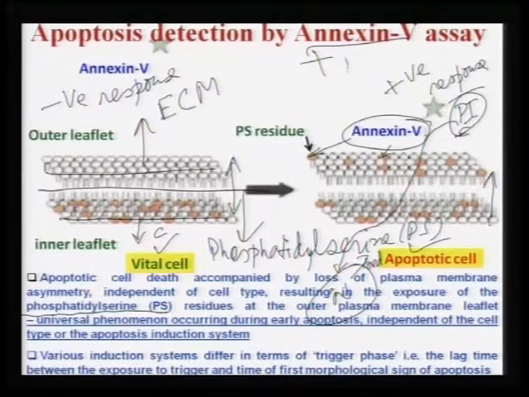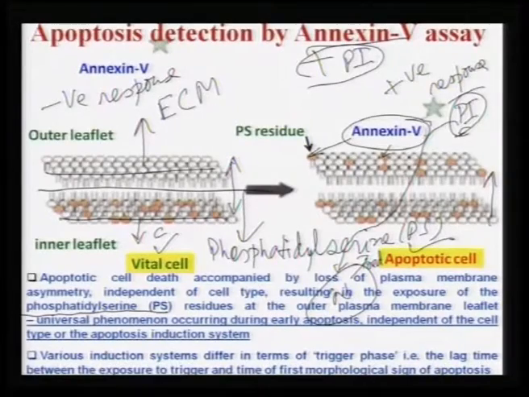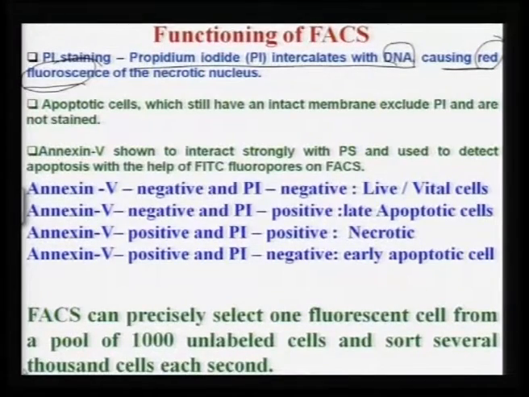So, there are two ways we are detecting, one is annexin 5 and another one is the PI. If annexin 5 is positive and PI is also positive, then certainly the cells are not viable at all, cells are all dead. If PI is negative and annexin 5 is negative, cells are live cells, they are vital cells. Now you can follow this slide very easily.